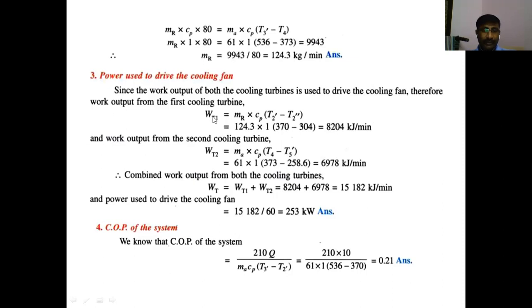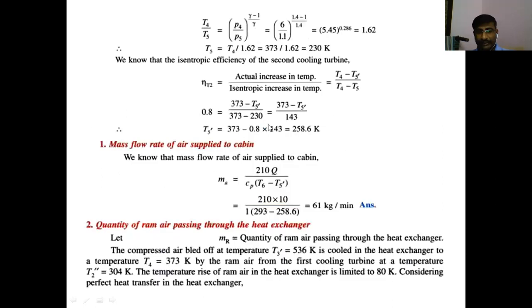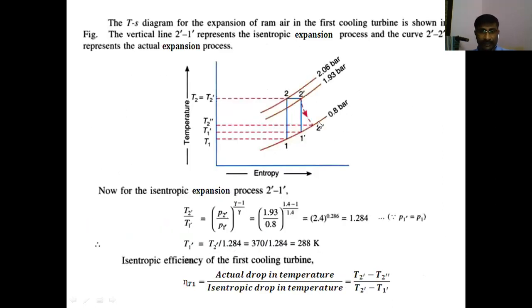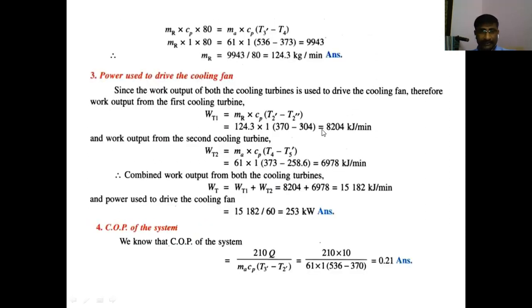So the work produced by the first cooling turbine is the mass of air passing through the first cooling turbine, the ram air, into specific heat into the temperature drop across the first cooling turbine. How much is it? First cooling turbine from 2 dash to 2 double dash, T2 dash minus T2 double dash. Upon substitution of all the parameters, we will get the work produced by the first cooling turbine as 8204 kilojoules per minute.